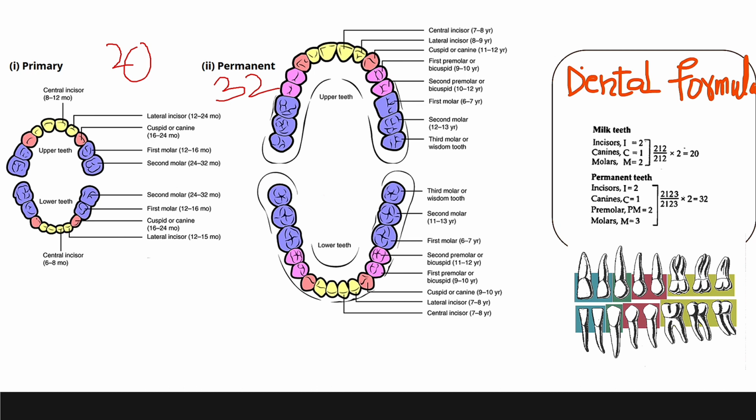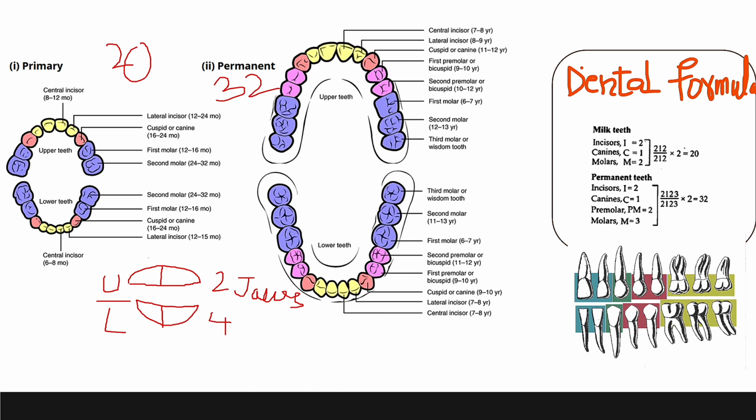Before starting, we should know what the quadrants are. We have two jaws, one is the upper jaw and the other is the lower jaw. Suppose this is the upper jaw, and suppose this is the lower jaw. The upper jaw is divided into two halves from the midline, and the same in the lower jaw also. So in total we have two jaws and four quadrants.